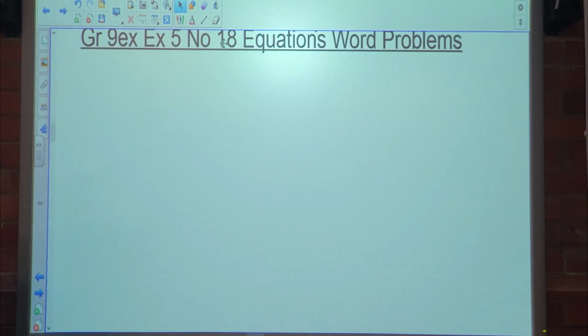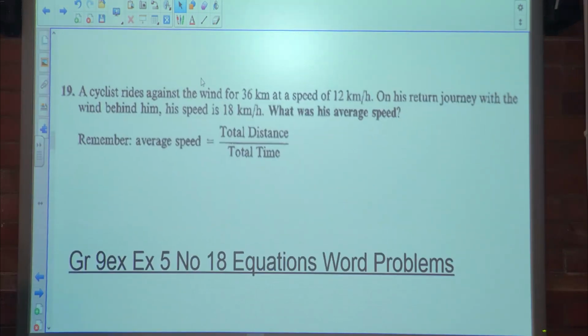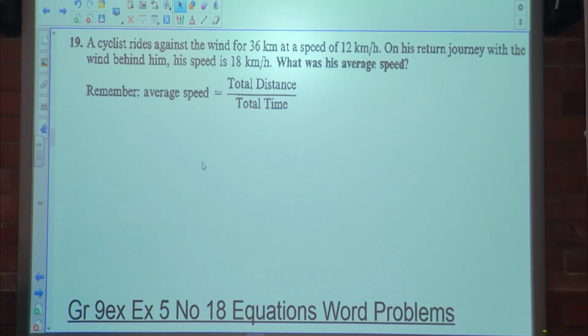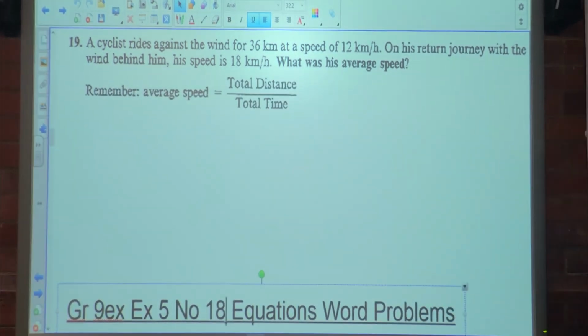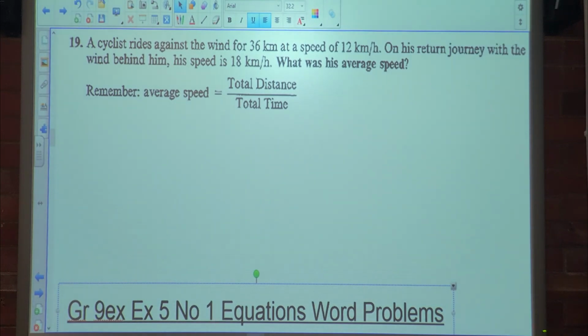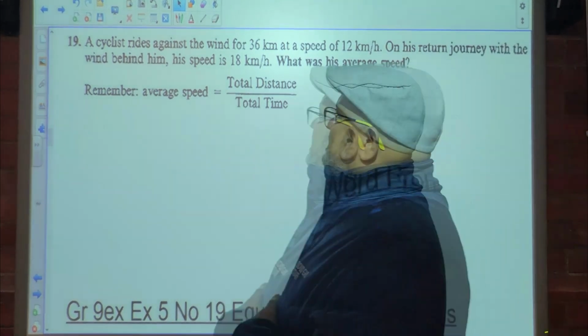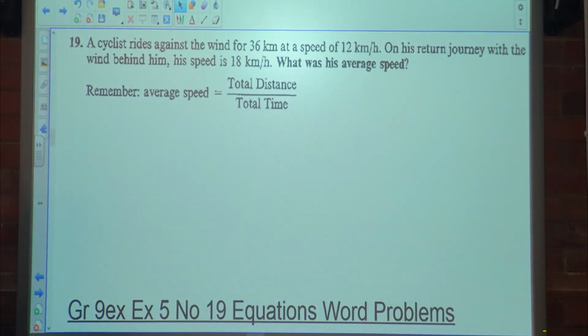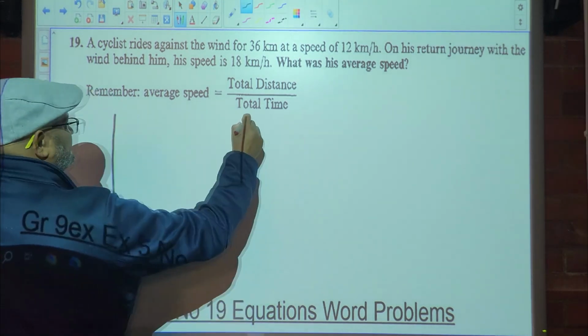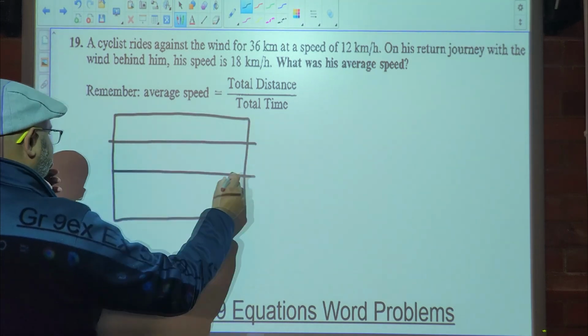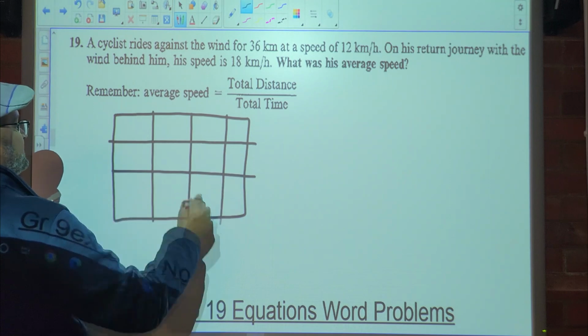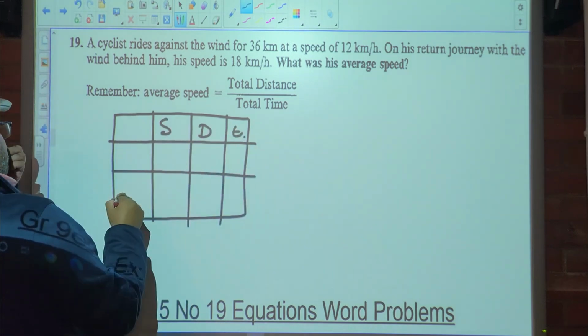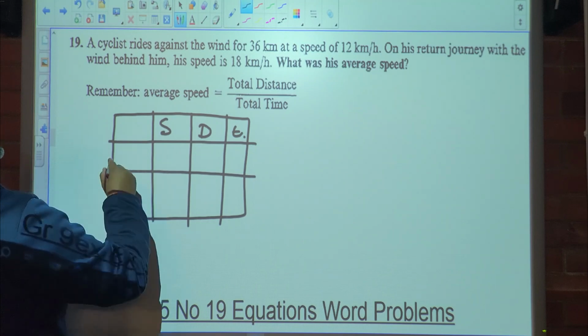People, let's go to number 19. Again, not the same scenario, but the same formula is going to come into play here. I'm saying speed, distance, time. We are told that the cyclist rides against the wind for 36 kilometers at the speed of 12 kilometers per hour. So let's go straight into setting up the table. We got speed, distance, time, against the wind.